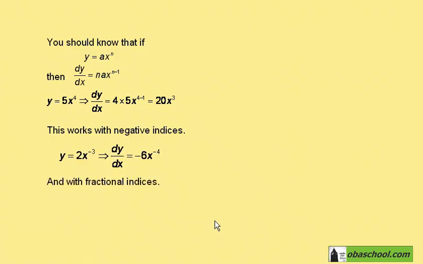This also works with fractional indices. If y is equal to 8x to the power half, then dy dx is 4x to the power minus a half. 1/2 times 8 gives us the 4, and a half take away 1 is minus a half.